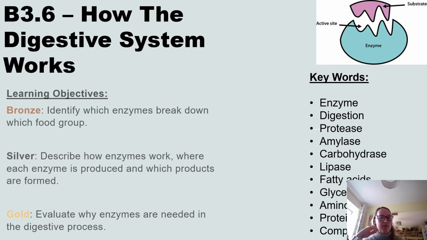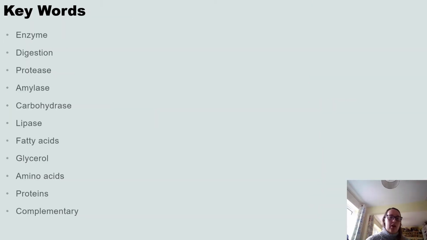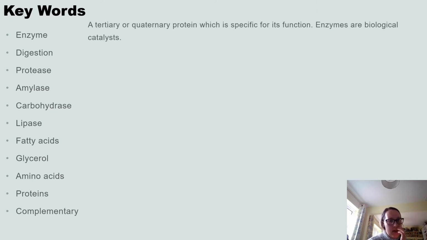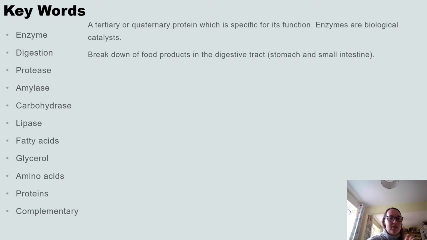Your keywords, you've got enzyme, digestion, protease, amylase, carbohydrates, lipase, fatty acids, glycerol, amino acids, proteins, and complementary. Okay, so let's go through these keywords. So enzyme. This is a tertiary or quaternary protein which is specific for its function. Enzymes are biological catalysts, remember that. Digestion. This is the breakdown of food products in the digestive tract, which is in the stomach or the small intestine. Protease is an enzyme that breaks down protein.